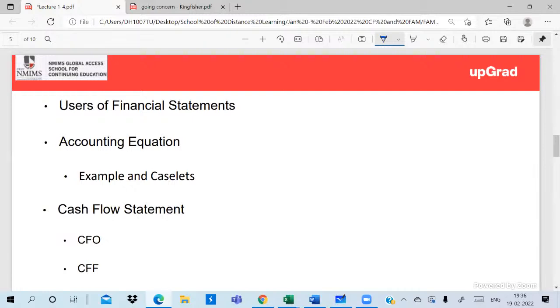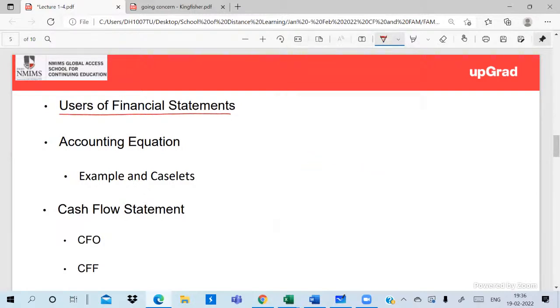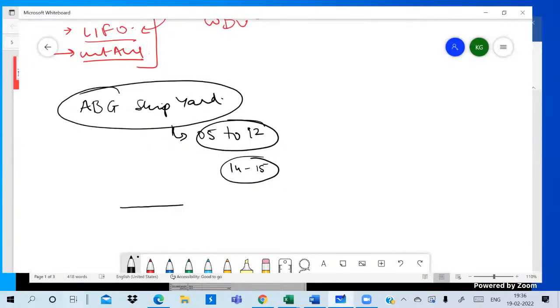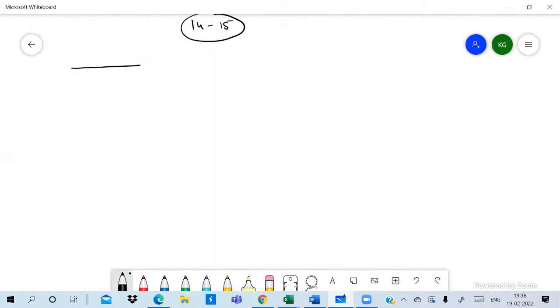Okay. So let's move to the users of financial statements. Anyone who can name, let's say, 3 or 4 users of financial statements, people who go through the financial statements. Any 2, 3, 4 users which you feel would go through the financial statements: investors, employees, suppliers, shareholders, lenders. Great. Government, employee. Great. Let's look at a few of them. Shareholders.